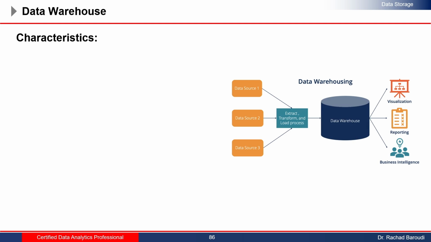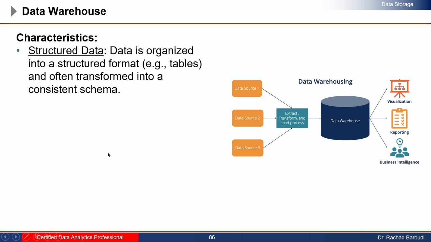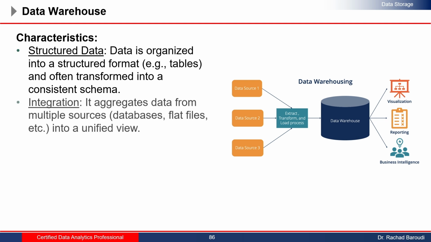Let us now talk about the characteristics of a data warehouse. As you can see in the picture, you have data sources, and then you have the ETL, which is the extract, transform, and load process. All this data will go through the ETL to the data warehouse, and then you have the visualization, reporting, business intelligence, and other features. So to summarize, structured data is organized into structured tables and formats and often transformed into a consistent scheme.